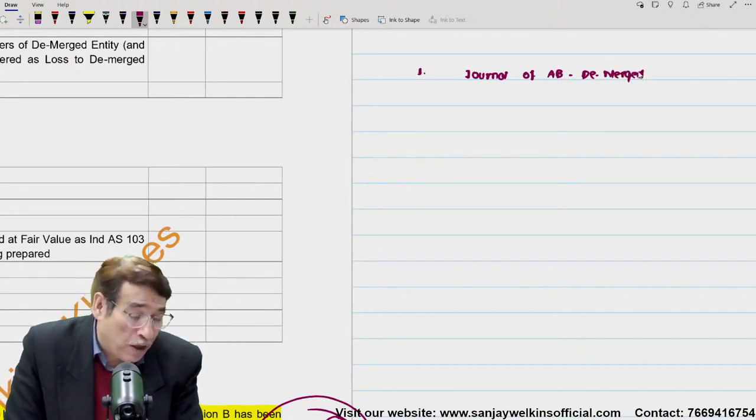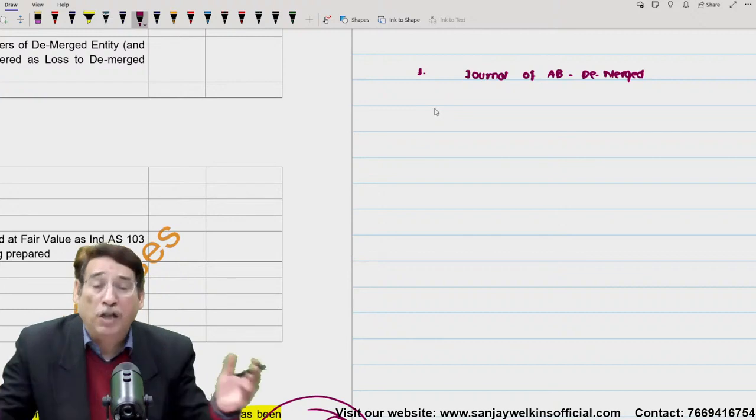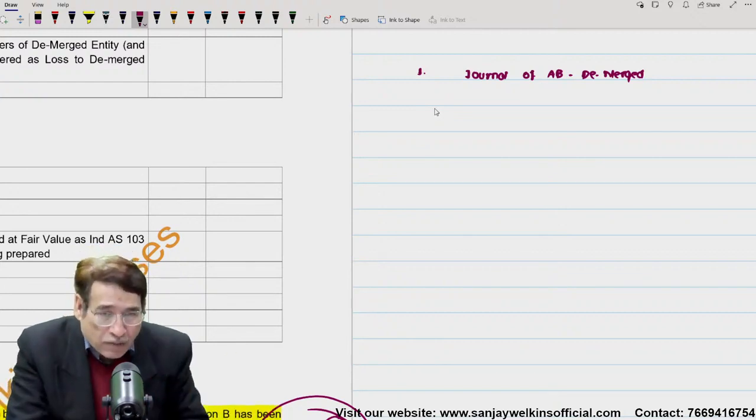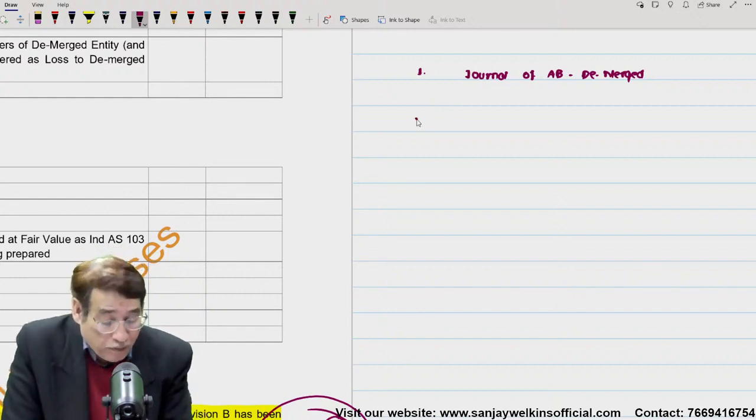Demerged entity. One part of it is moving out. So if one part of this entity is moving out, we will see to it which part is moving out. Division B is moving out. We will have to focus over the assets and liability. There are two assets, two liability. So first entry will be one.